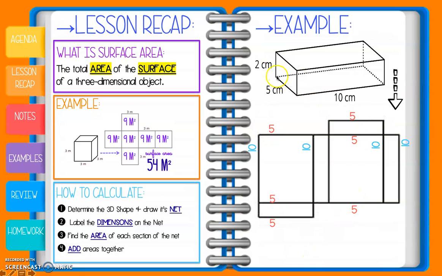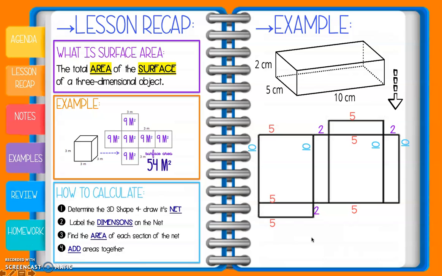Now we've got to put on our smallest measurement, which is a 2, okay? Now, this part matches up with this part, so these are both 2. This is 2, therefore this is 2. And same thing with this little piece down here, okay?